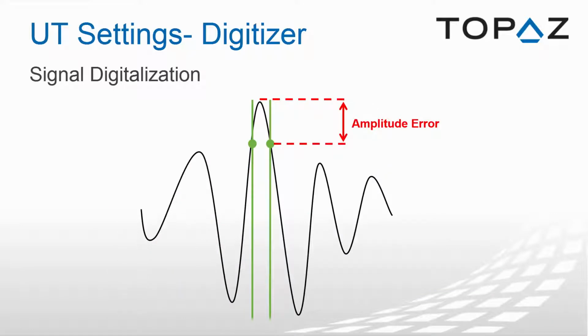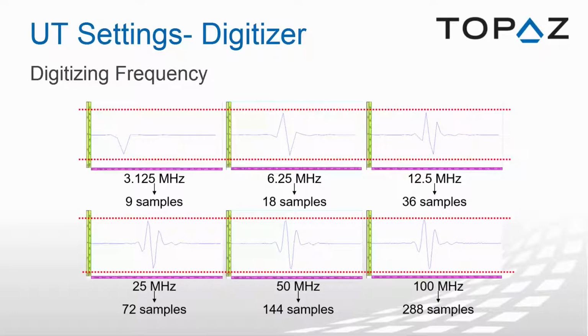When you perform a digitization, there will be a discrepancy when it comes to signal amplitude. The worst case is the case shown here, where the tip is in the middle of the two samples, so you miss the maximum peak of your signal. In this example, there's a digitizing frequency for a 5 probe. In the case of the Topaz, the digitizing frequency is locked to 100.